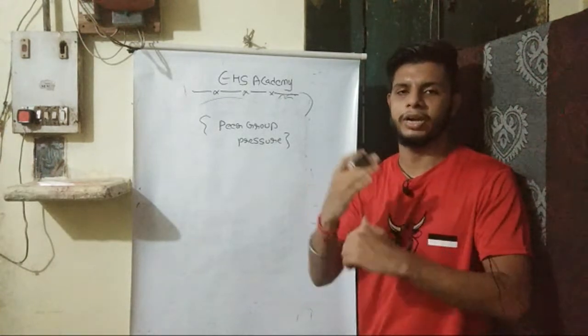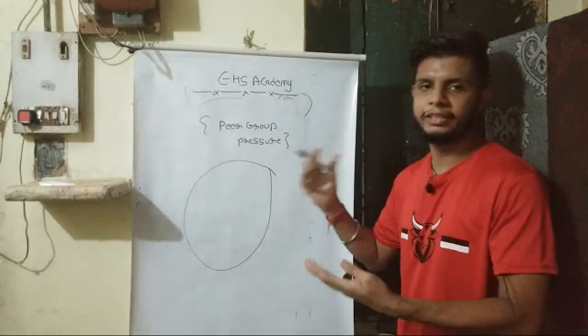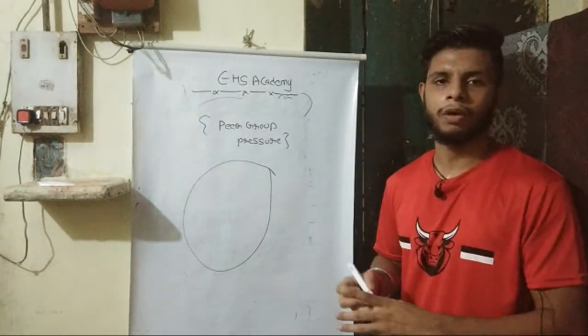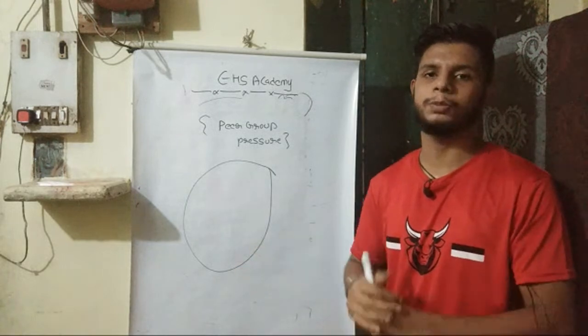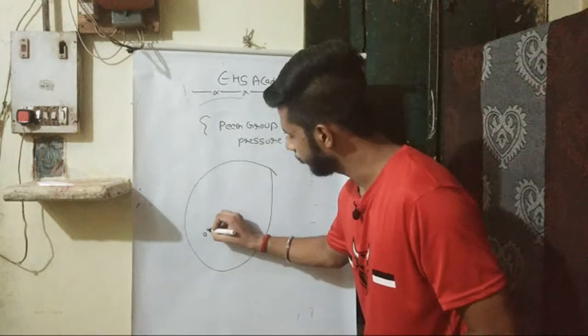Now see guys, I'll tell you one good example. You will easily understand peer group pressure. Again, just think that it is an organization. In the organization various groups are there. For example, I'll give you an example from your school time. So some groups will be there.